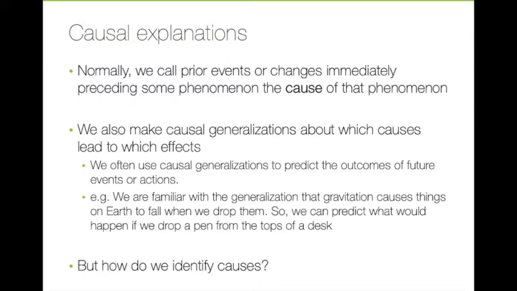So normally we call prior events or changes that immediately precede some phenomenon the cause of that phenomenon. In particular, it's the event or change, something that happens, that's the cause of some effect. We want to not only identify individual causes of particular events, we're also interested in making causal generalizations about which kinds of causes lead to which kinds of effects. These are particularly valuable when we want to predict the outcomes of future events or actions.